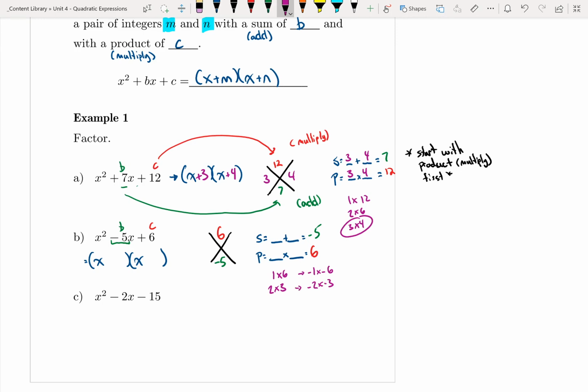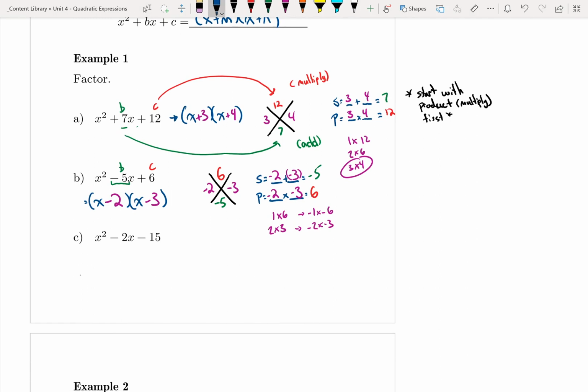And because we want negative 5, not positive 5, let's just switch the signs on that 2 and the 3. So our numbers are actually going to be negative 2 and negative 3. Because if I add negative 2 and negative 3, I get negative 5. And if I multiply those together, I get 6. So those are going to be my two numbers. Since those are my two numbers, I'm going to plug them in right after the x, keeping the signs. So that means that my factored form now becomes x minus 2 times x minus 3.